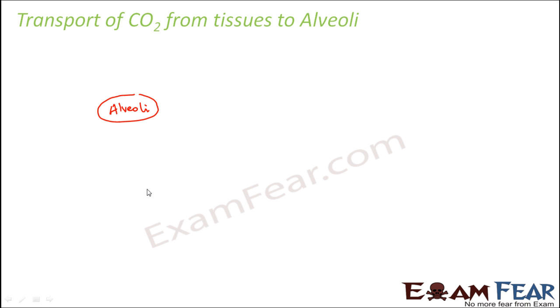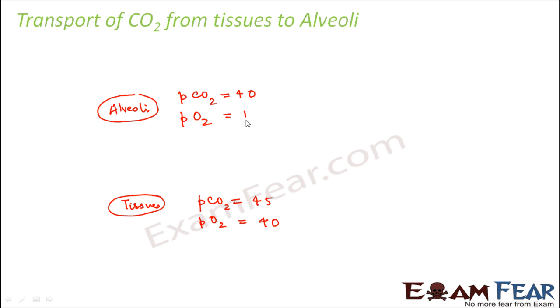Now let us suppose this is the alveoli and this represents the tissues. Now in the tissues, what is the partial pressure of carbon dioxide? It is 45 and partial pressure of oxygen is 40. And in the alveoli, the partial pressure of carbon dioxide is 40 and the partial pressure of oxygen is 104. These are all in millimeter of mercury. That is the unit which we are using everywhere, so even if I have missed out somewhere, it is always the same unit everywhere.